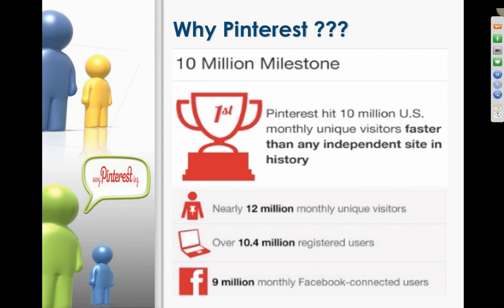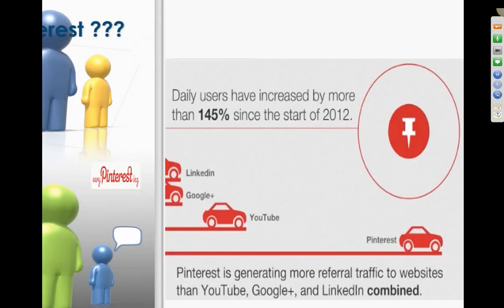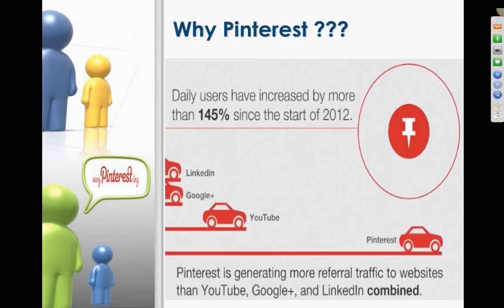Most travel and tourism organizations have made a conscious decision that Pinterest is one they really want to focus on and pay a lot of attention to. Daily users have increased by more than 145% since the start of 2012.